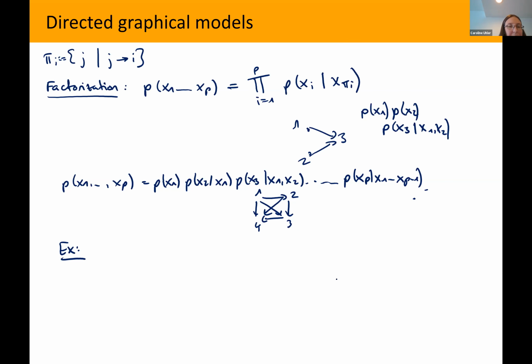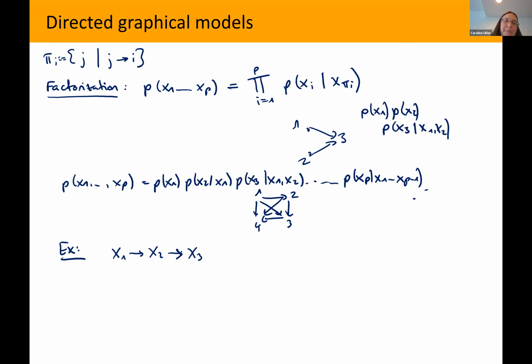Okay, so let's do a little very simple example. Say I just have 3 nodes, x1, x2, x3, and say this is my graph, x1, x2, x3. So I have one missing edge.